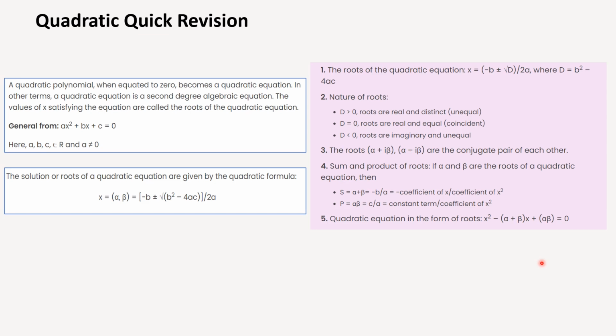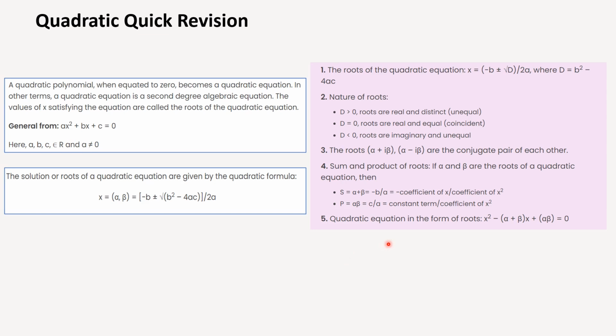Now find the sum of roots and the product of roots. Sum of roots is minus b upon a. We find the coefficient of x as b and the coefficient of x² as a, then put minus b upon a. That gives you the sum of roots. To find the product of roots, we simply do c upon a, where c is the constant term and a is the coefficient of x².